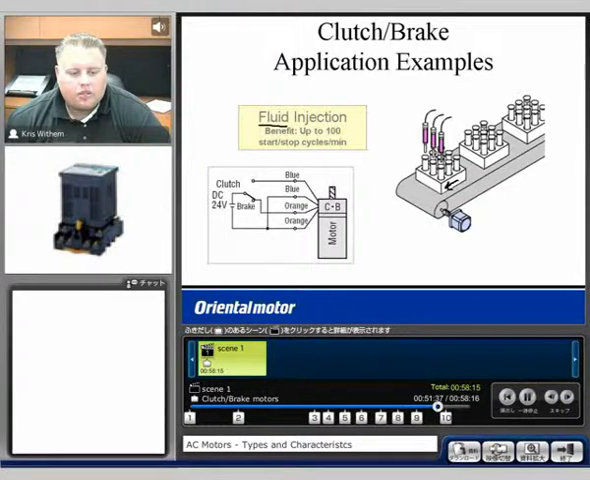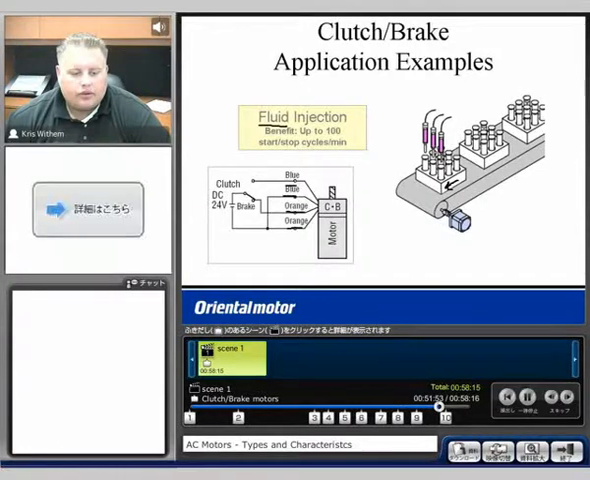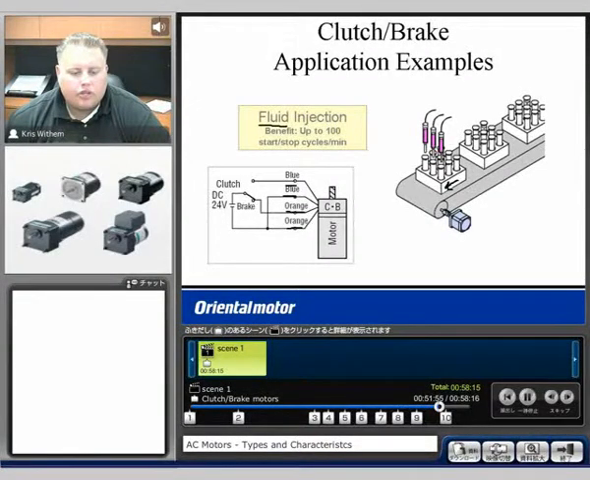We have the clutch brake. If you look here, we do have the wiring example of it. 4 lead wires would come out of the motor, 2 orange and 2 blue. 24-volt DC is then applied to our circuitry for the clutch brake motor to allow it to engage and disengage.